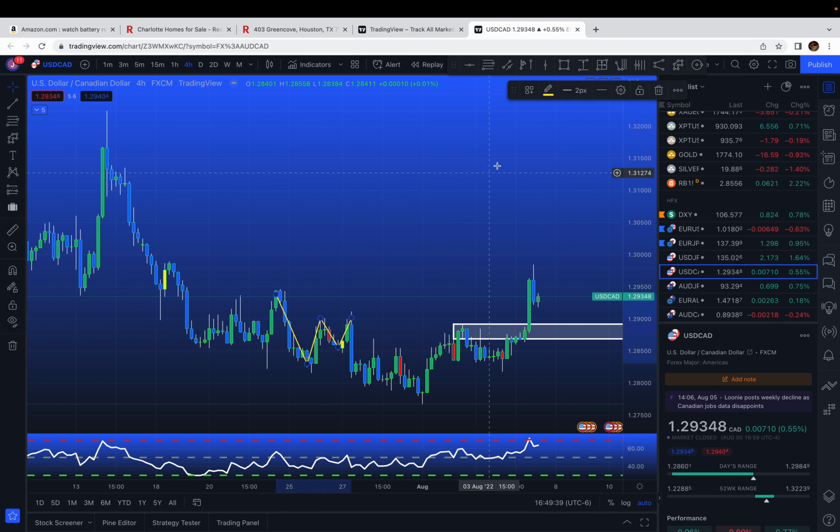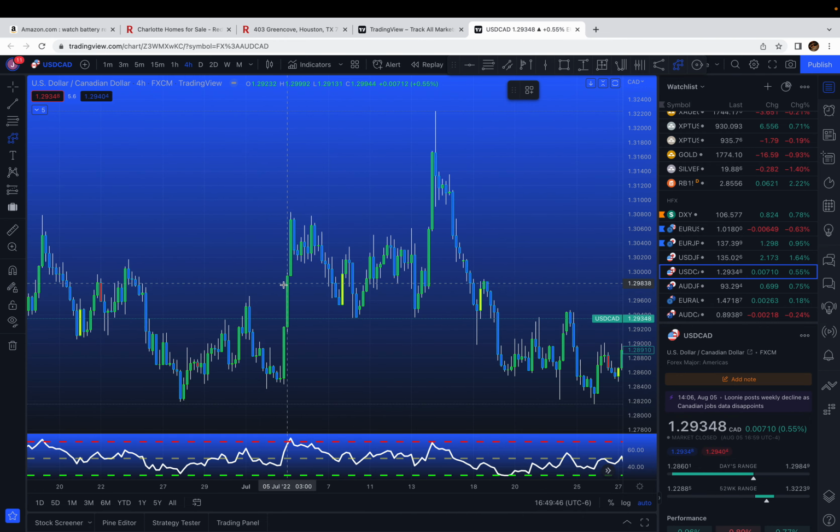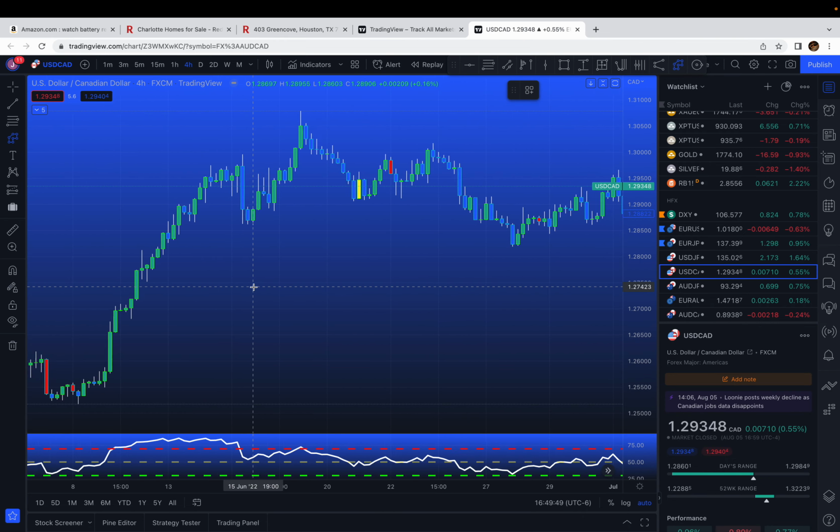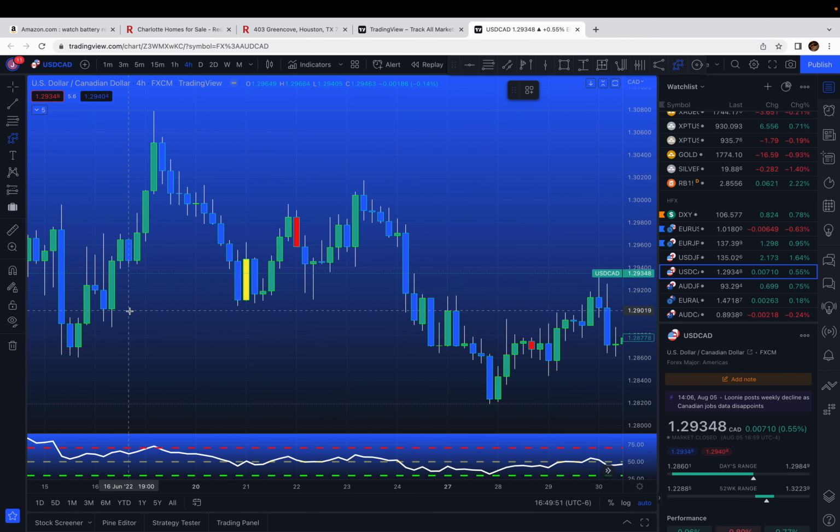That's the W. Doesn't matter which time frame, doesn't really matter which market. Patterns are everywhere. So that's the W. Let's take a look and see if we can find some M's. I like this M right here.